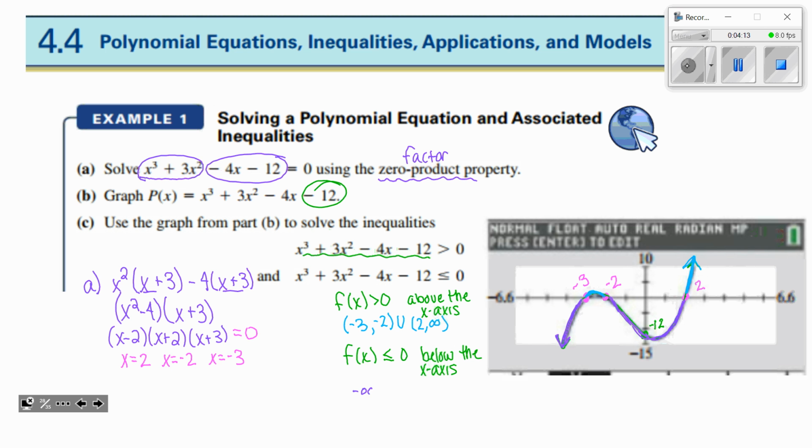So we have negative infinity to negative 3, and this has a bracket because of the equal underneath that less than. And then from negative 2 to positive 2. That is where it is below the x-axis. This concept of greater than, less than 0 is very, very important. So we're going to be doing this notation for every function we study. It's important that we understand what that means when I say a function is greater than or less than 0. We're talking about above or below the axis.